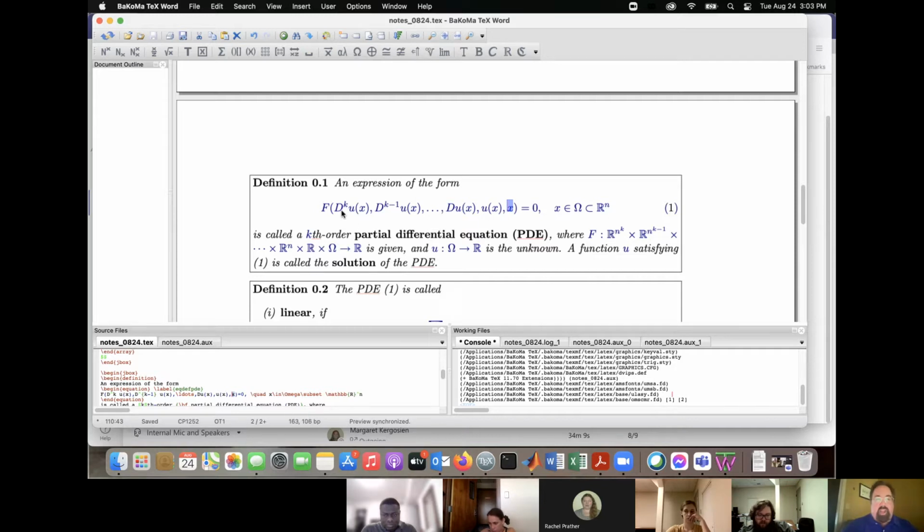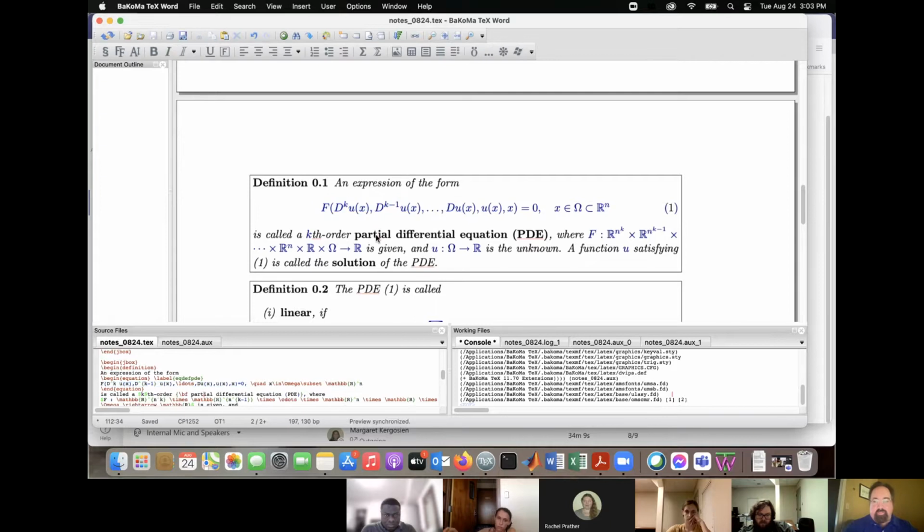So the highest order partial derivative that you can have defines the order of a PDE. This equation describes a kth order PDE that characterizes your solution in terms of itself and its derivatives up to order k. So the goal is to find your function u so that u and its derivatives up to order k satisfy this equation, and that would be your solution.